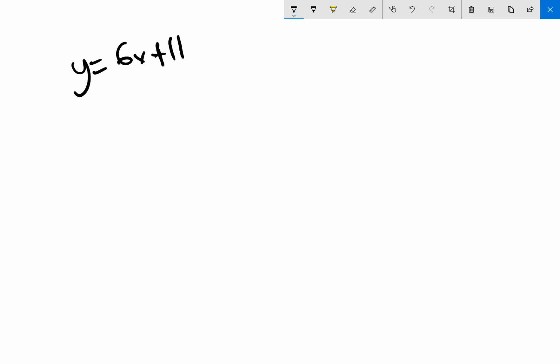So here's the thing about inverse functions. Every single time you have an inverse function, the very first thing you have to do is switch the x and the y. I'm not going to switch anything else. Keep the 6 where it is, keep the 11 where it is. This equation will just be written as x equals 6y plus 11. I just literally wrote x where y was, and I wrote y where x was.